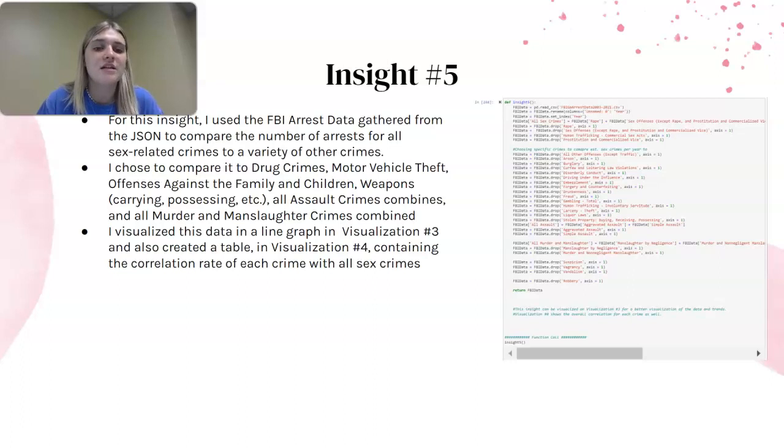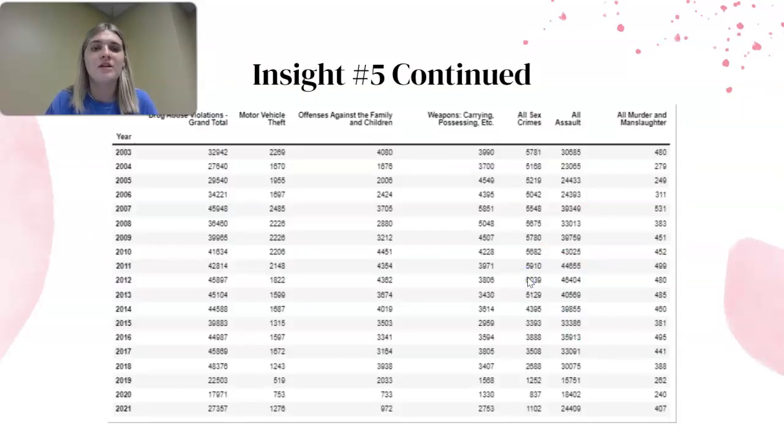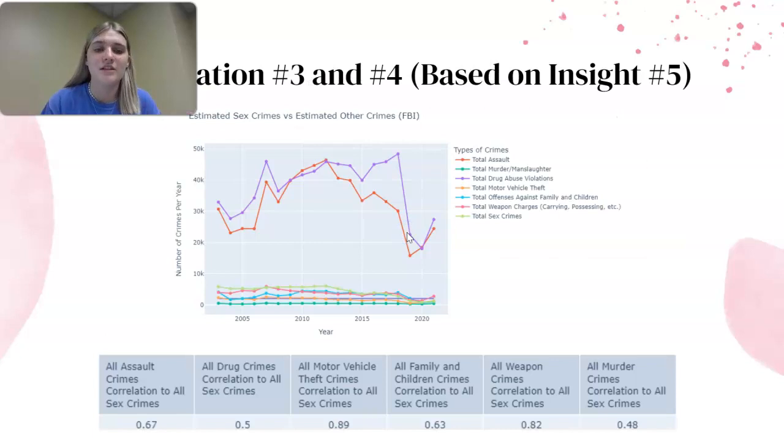I visualized this data in a line graph in Visualization 3 and also created a table in Visualization 4 containing the correlation rate of each crime with all sex crimes, which I will show right now. So this is kind of what my data set looked like, my final result from the fifth insight. And then to help visualize it a lot more, I created these visualizations.